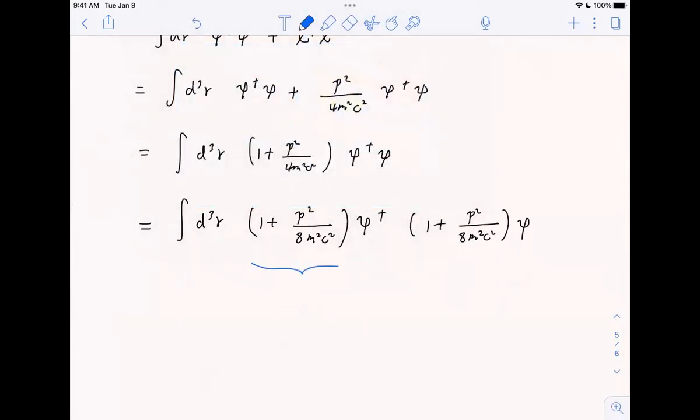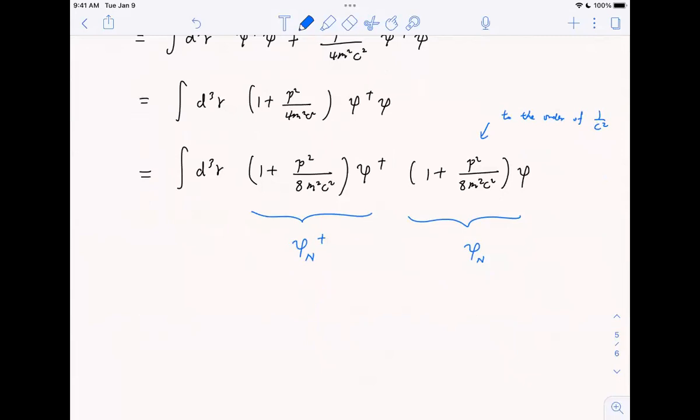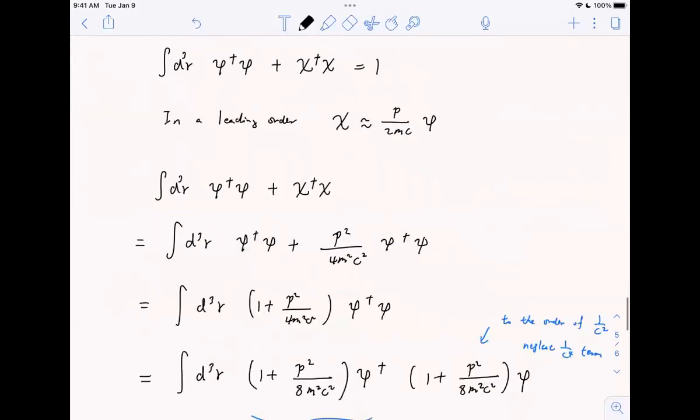Then you can rename this as a normalized wave function, and this one as a normalized wave function, to the order of 1 over c square here. We neglect the 1 over c to the power 4 term. So now that means you need to apply this on the right hand side of equation 4. So this is equation 4.